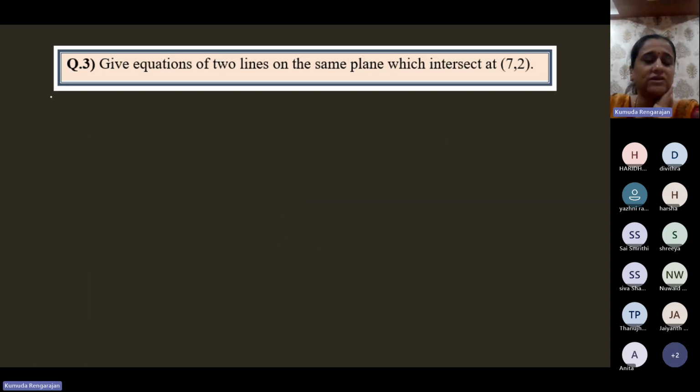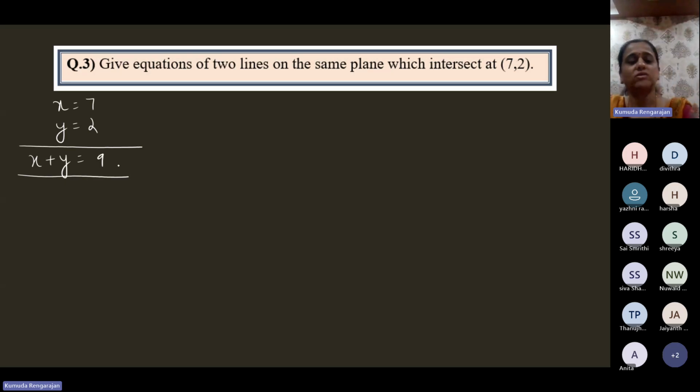So simply write the values of x and y: x is equal to 7, y is equal to 2. Add the two, so you have x plus y is equal to 9. So here you have one equation.